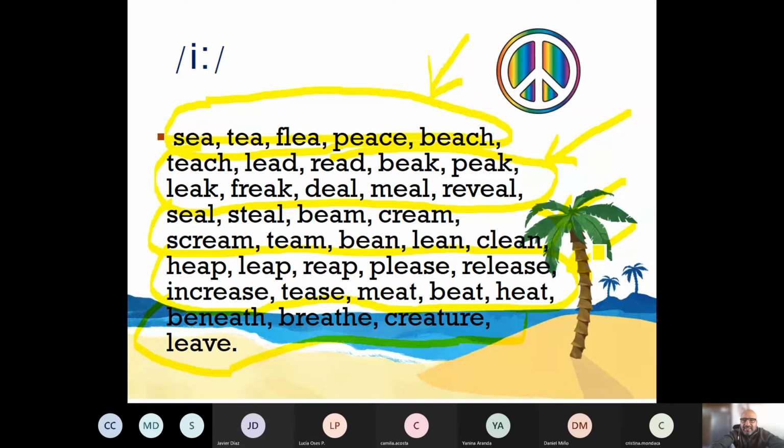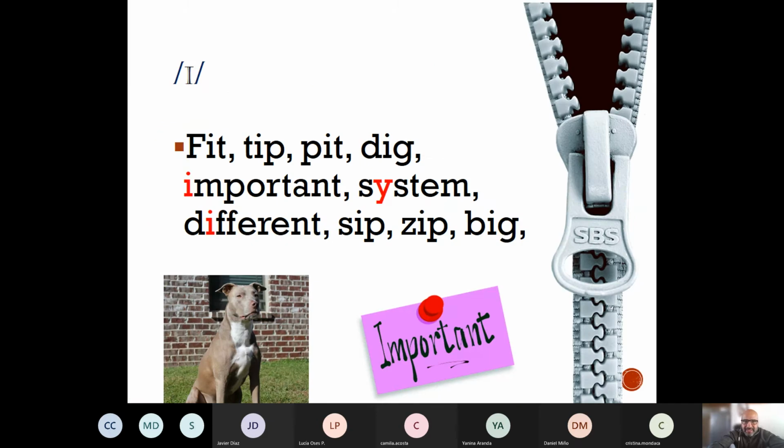And that was the sound E, right? Long, tense, high, front, unrounded, right? Now we've got this sound which is E, not E, but E, as in fit, right? So Matias Diaz, can you read aloud, please, this selection?